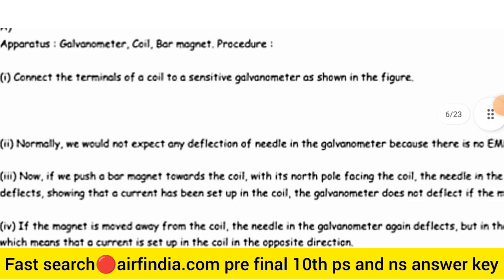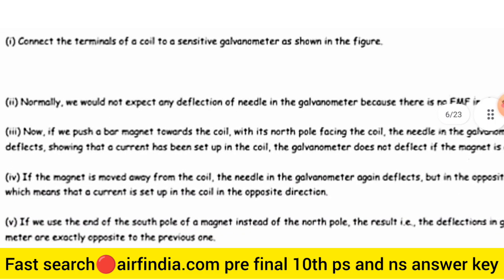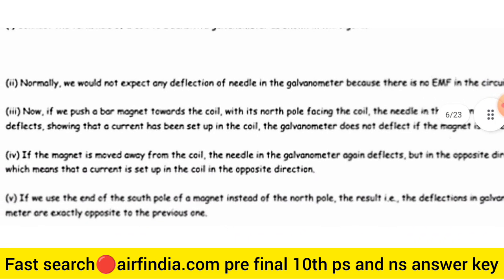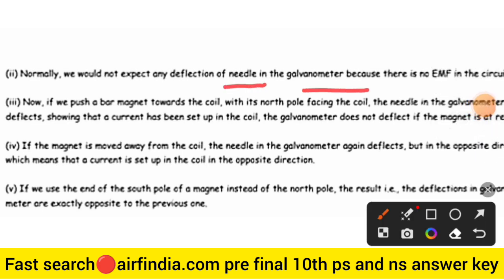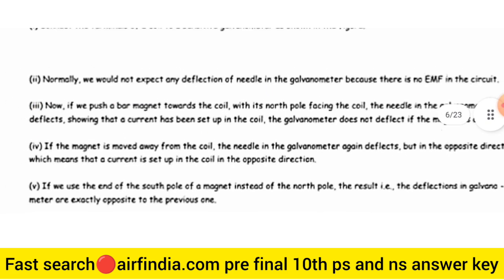Okay, galvanometer, and normally we would not expect any deflection of the needle in the galvanometer because there is no EMF in the circuit. And third, now if we push a bar magnet towards the coil with its north pole facing the coil, the needle in the galvanometer deflects, showing that a current has been set up in the coil.